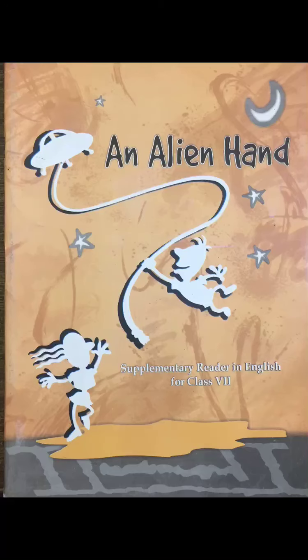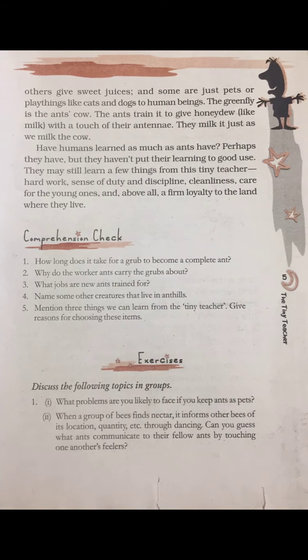So, in the last class, we studied the first chapter of your supplementary reader from the book An Alien Hand, and the chapter name was The Tiny Teacher. Today we'll be doing the exercises. I hope the chapter is quite clear. We've basically learned about the different and unknown things that a tiny creature, the ant, does in its life, the way it leads its life, and so many things. Today we'll be starting with the exercise, in which we'll directly continue with the question answers.